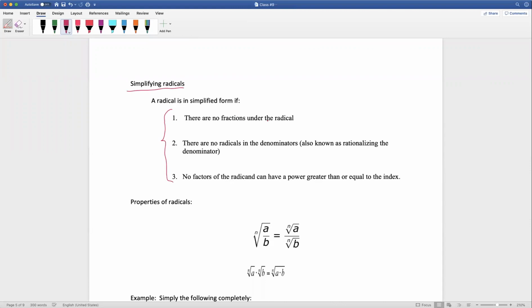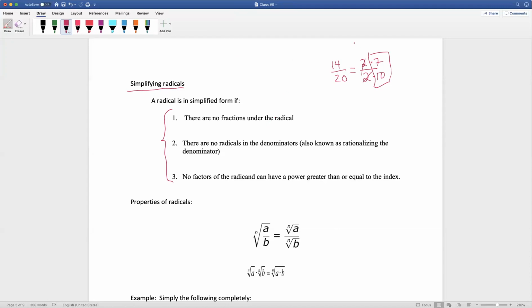So the first thing we have to be comfortable with is what it means for a radical to be in simplified form. Unlike fractions, if I had something like 14 over 20, and we said simplify this fraction completely, all you have to do is find two factors that the numerator and denominator share. We can rewrite 14 as 2 times 7, and 20 as 2 times 10, and that's equivalent to 7/10. It's a little more complicated with radicals.